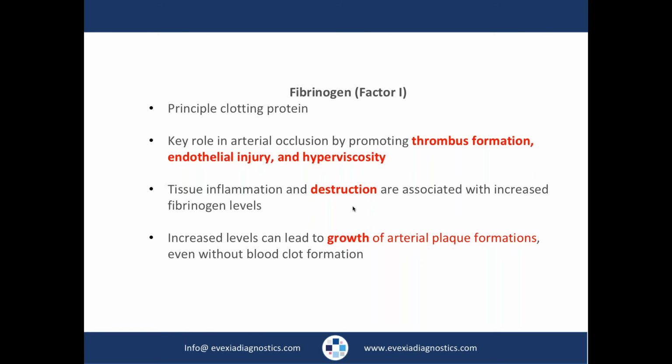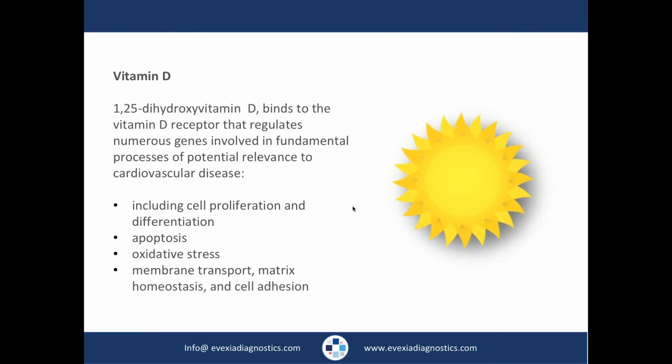Keep in mind that fibrinogen as an analyte will go up with tissue inflammation, also tissue destruction, and it is also increased at the plaque area. So it's important to take a look at that. That's why these advanced tests and the Evexia panels include that. Very important risk factor. Next, vitamin D. Now, the one I have on the slide here, the 1,25-dihydroxyvitamin D, is the active form of vitamin D. That's the one that binds to the receptors.